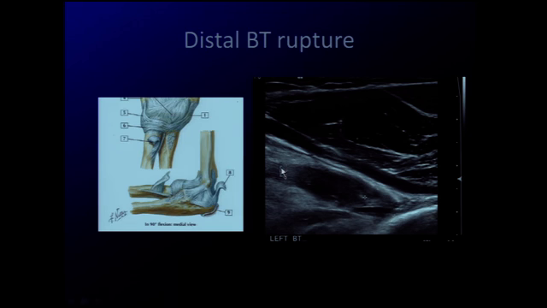Now here we see the biceps, or the distal biceps tendon coming down. It looks relatively normal in its appearance up here, but as it comes down, you see that the tendon appears thickened and hypoechoic, and there's a small amount of fluid where it is torn off its insertion from the radial tuberosity.